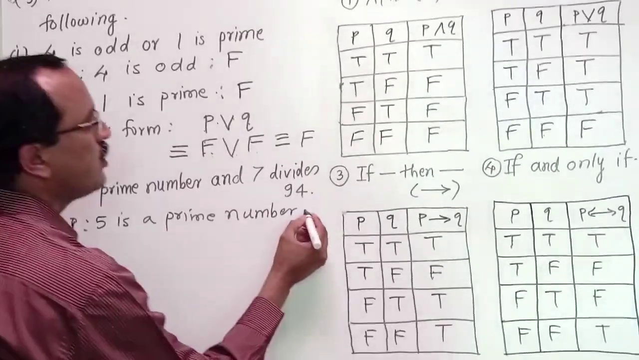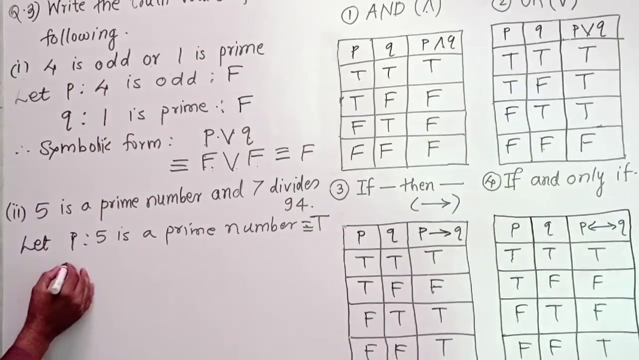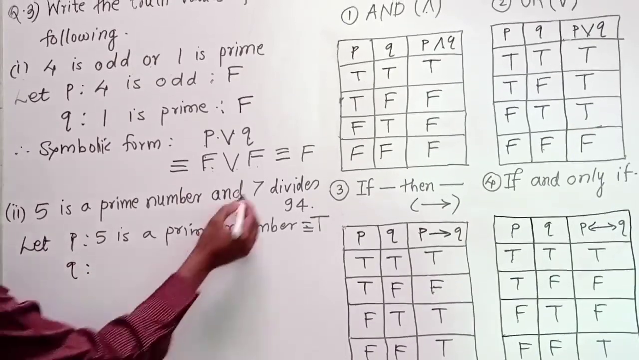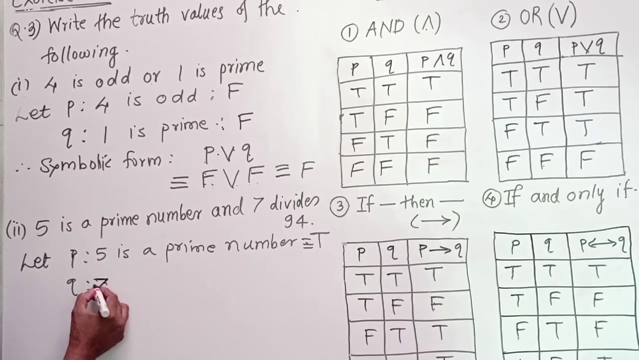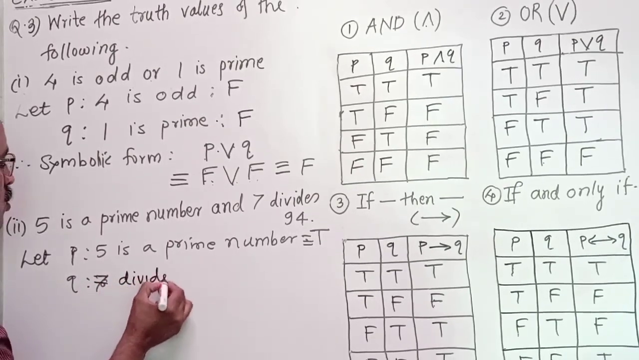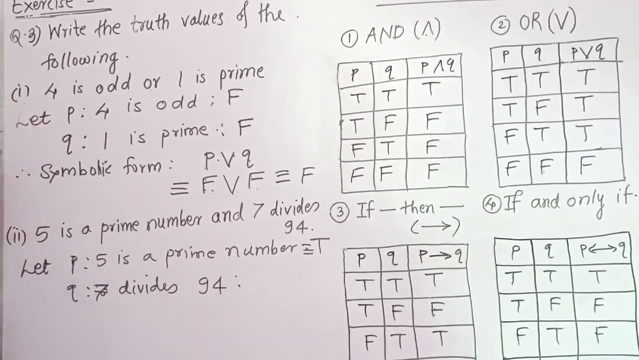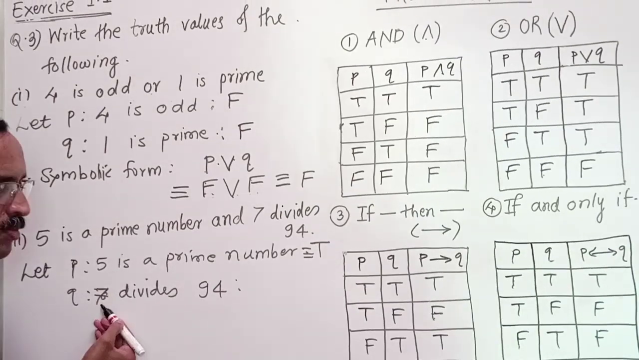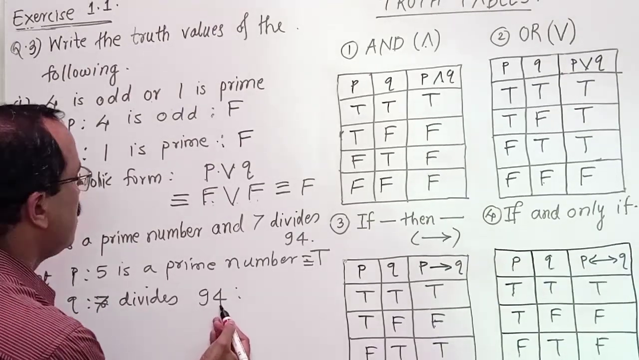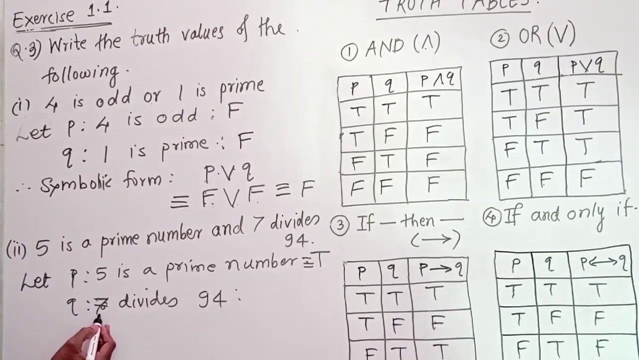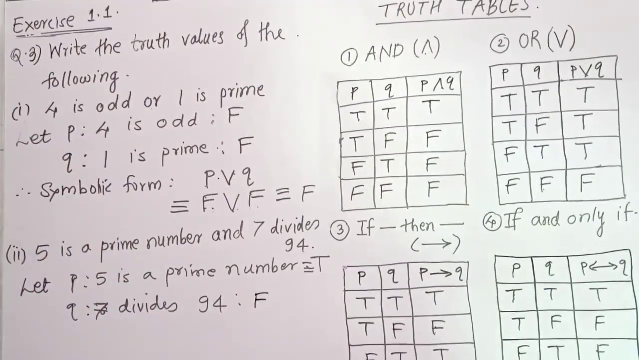Now 5 is a prime number, definitely it is true. 5 is a prime number, means truth value is T. Then the second statement we define is 7 divides 94. That means 94 is divisible by 7. Is it true or false? Definitely 94 is not divided by 7. So this also, its truth value is false.